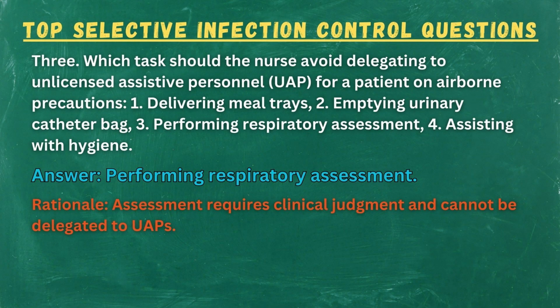3. Which task should the nurse avoid delegating to unlicensed assistive personnel, UAP, for a patient on airborne precautions? 1. Delivering meal trays. 2. Emptying urinary catheter bag. 3. Performing respiratory assessment. 4. Assisting with hygiene. Answer: Performing respiratory assessment. Rationale: Assessment requires clinical judgment and cannot be delegated to UAPs.